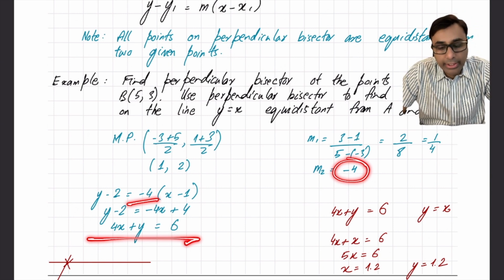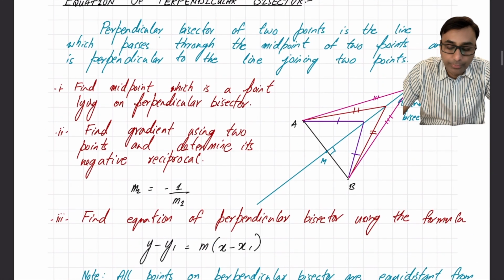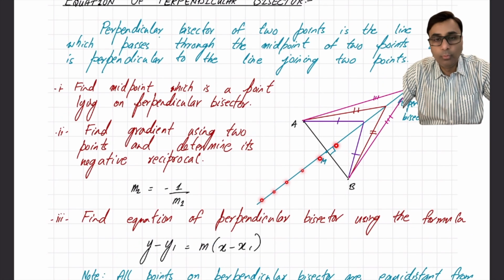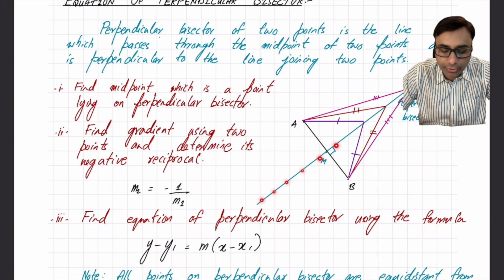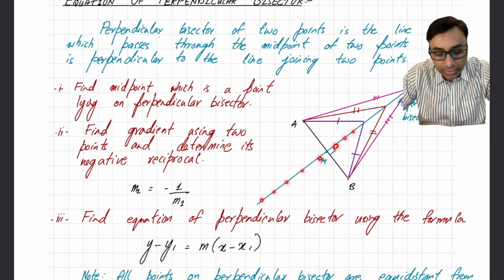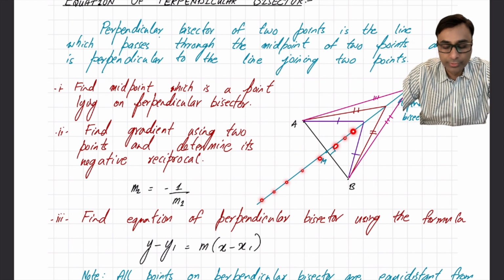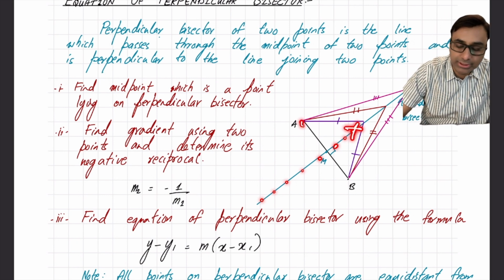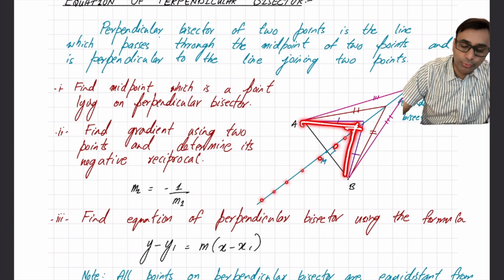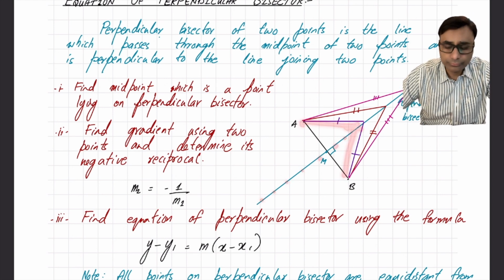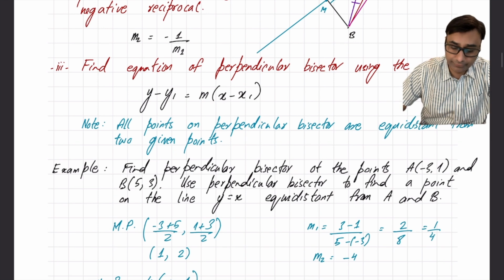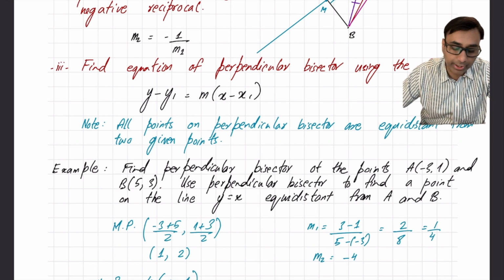One more thing that you should know and be able to use is the fact that once you have found the equation of the perpendicular bisector, every single point that lies on the perpendicular bisector is equidistant from points A and B. So if you choose any random point on the perpendicular bisector, its distance from A is equal to its distance from B.